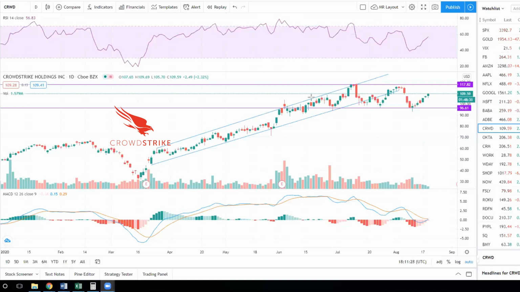In the middle, you have your standard candlestick chart. And then on the bottom is the MACD, another momentum chart we have here. So let's dive in real quick and see what we're looking at.